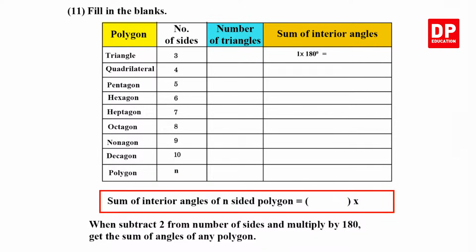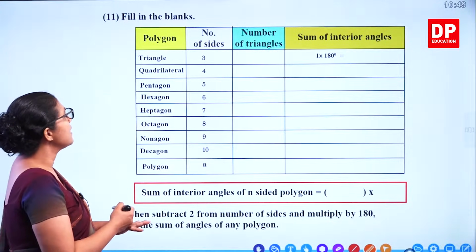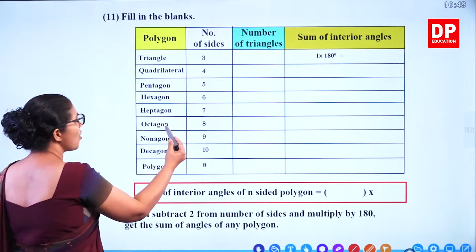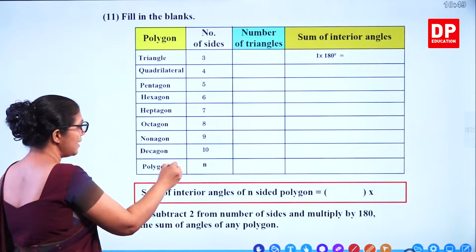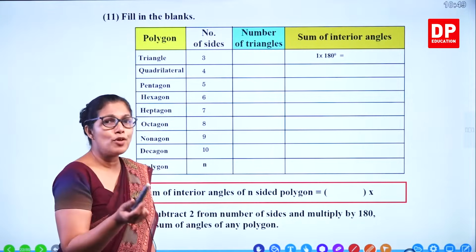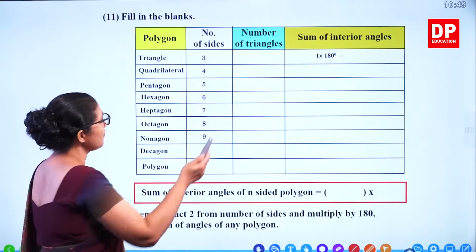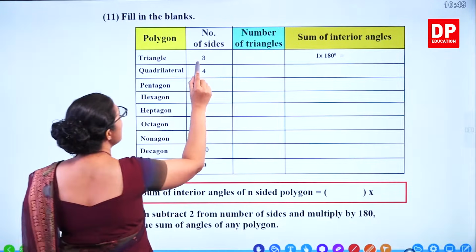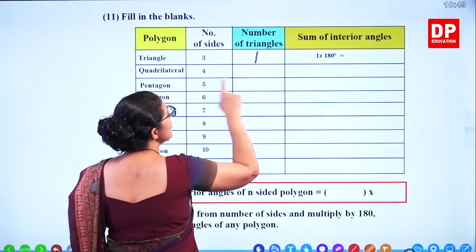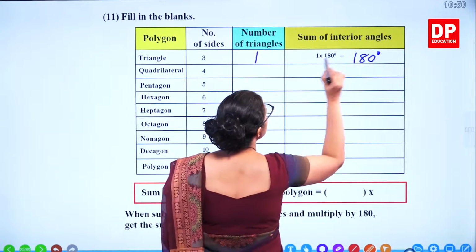Fill in the blanks. If it's a triangle, 3 sides are there. Quadrilateral, 4. Pentagon, hexagon, heptagon, octagon, nonagon, decagon, and this is an n-sided polygon. So we are trying to find a formula for interior angles. How many triangles can you create? 1. So 1 times 180, that's 180.